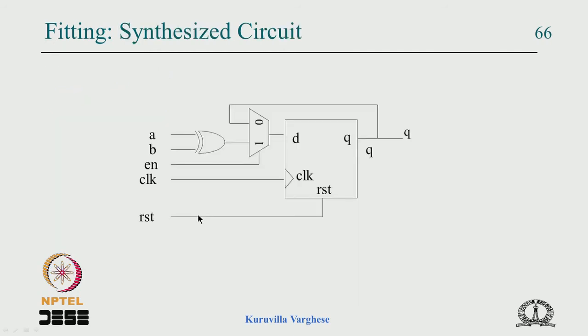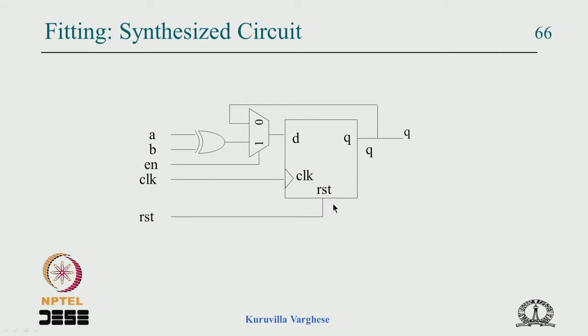So the synthesized circuit will look like this. You have a flip flop, the clock goes to the clock, reset goes to the reset, and the Q is coming back to a 2 to 1 mux, and the select line of the mux is connected to the enable. So when enable is 1, this A XOR B goes to the D, otherwise it retains, and if the reset comes it becomes 0. That is how basically it is implemented.